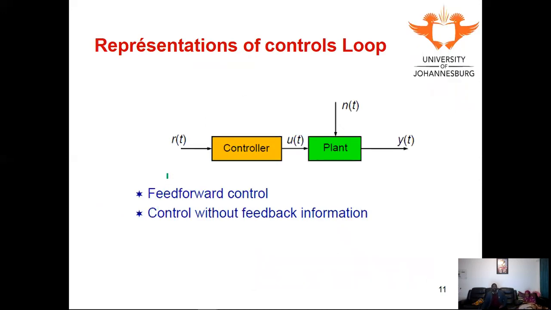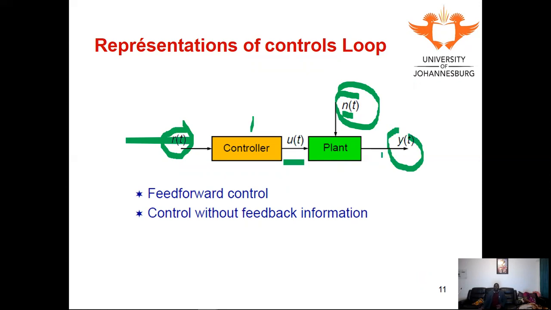Now, how do we represent a control loop? This is an open loop, obviously. This is your set point, and you've got your controller, which feeds information, U of T with respect to time, to the plant. Then you've got disturbances, N of T, N for noise, which go into the plant, and then you get the resultant output. So things don't just go smoothly. Whether open loop or closed loop, you've got noise interruptions.